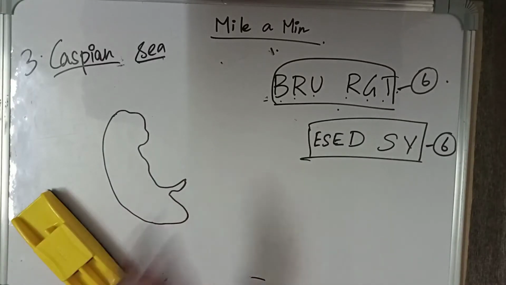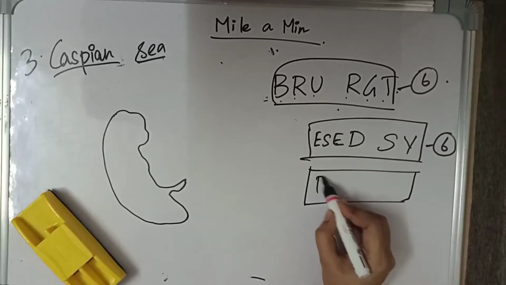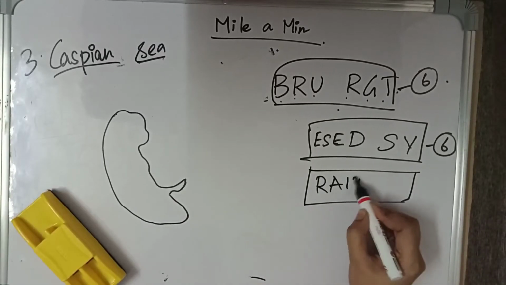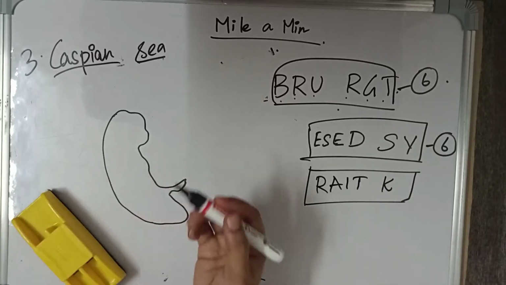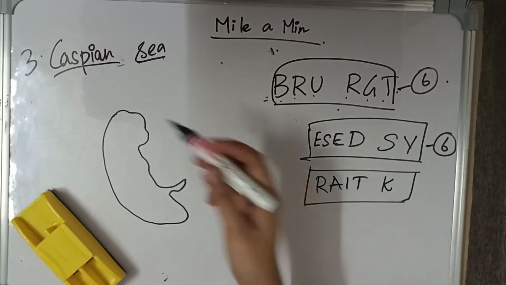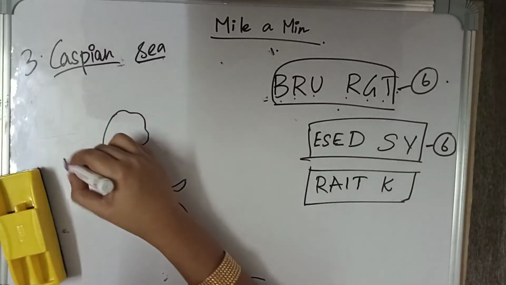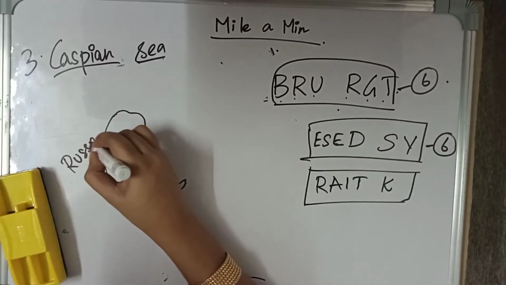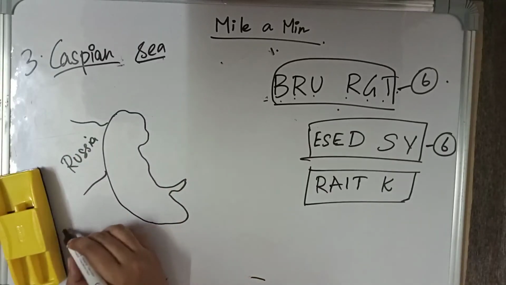So the acronym for Caspian Sea is RIGHT OK. First here in Caspian Sea I remember it in an anti-clockwise manner. First it is Russia here. Then Azerbaijan.